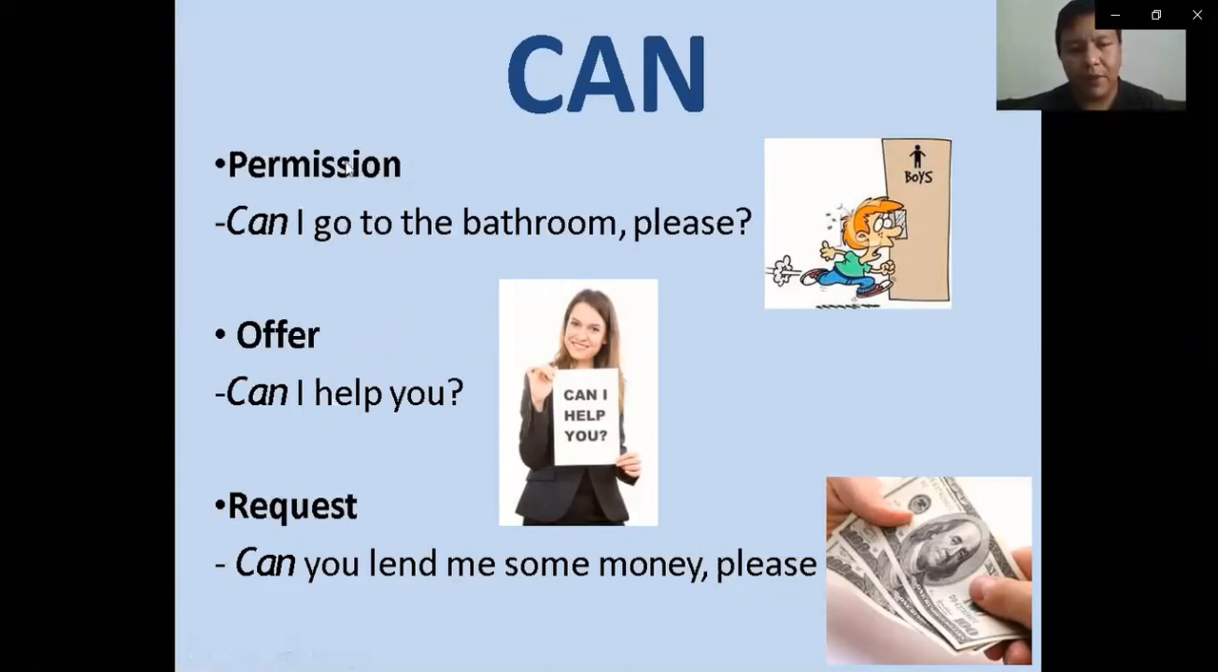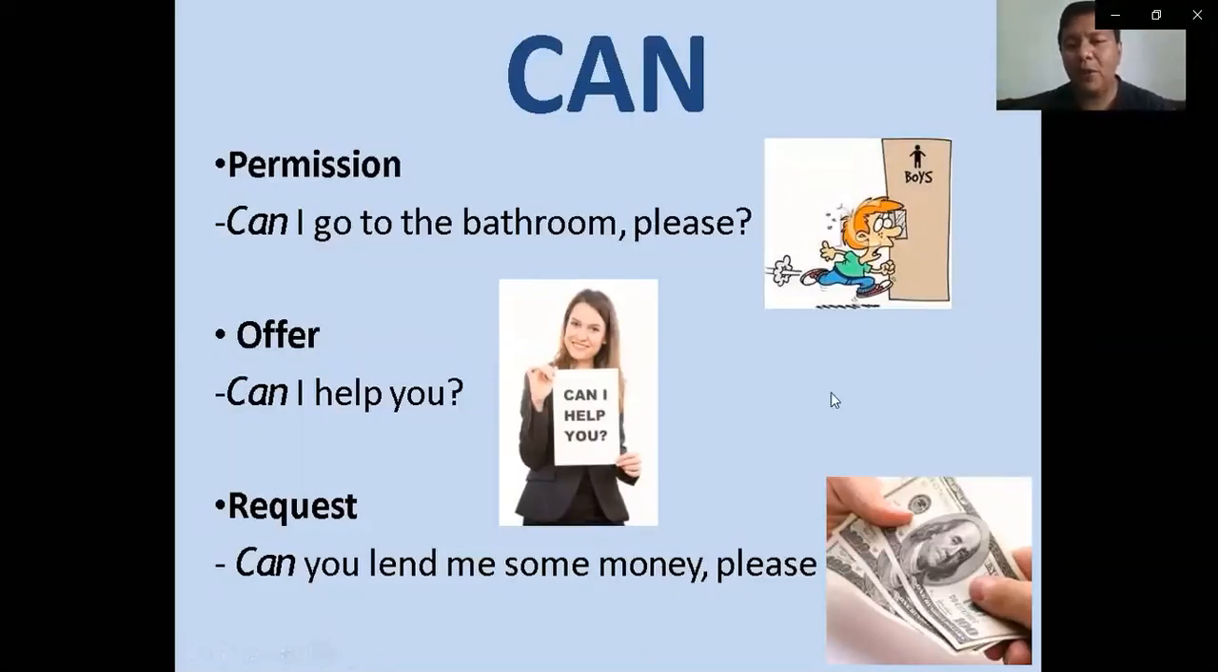So that is a permission. An offer, ofertas. When we make an offer, can I help you? ¿Puedo ayudarte? Can I carry your bags? ¿Puedo cargar tus maletas? For example, at the airport or when you go down the street with your girlfriend. Can I carry your bag? ¿Puedo cargar tu maleta, mochila? Okay. So in this case, we're going to use can. Can I help you? In this case, ¿puedo ayudarte? That is an offer.